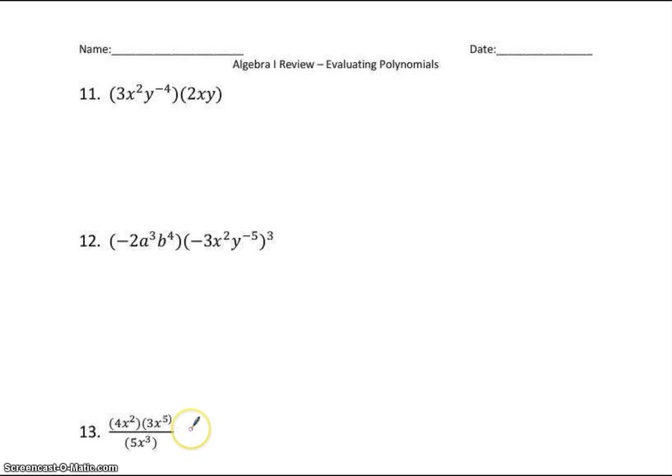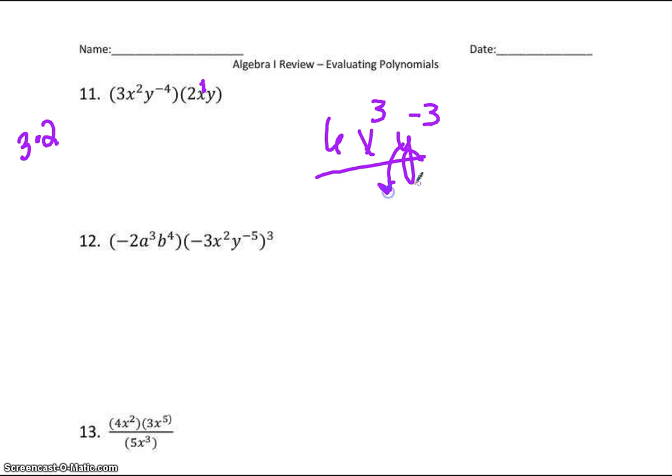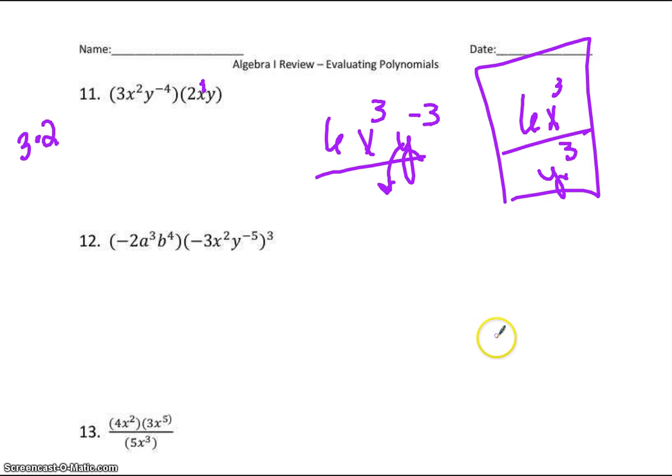Got to do a little bit with the exponents. We can't forget what we learned. Remember that when you're multiplying, you multiply the big numbers and you add the exponents. So 3 times 2 is what you're going to do here and get 6. And then you're going to say 2 plus 1 is x to the third, and negative 4 plus 1 is y to the negative 3. Now remember, we cannot have a negative exponent. We make it a fraction and we move that to the bottom. So 6x to the third over y to the third is the answer.